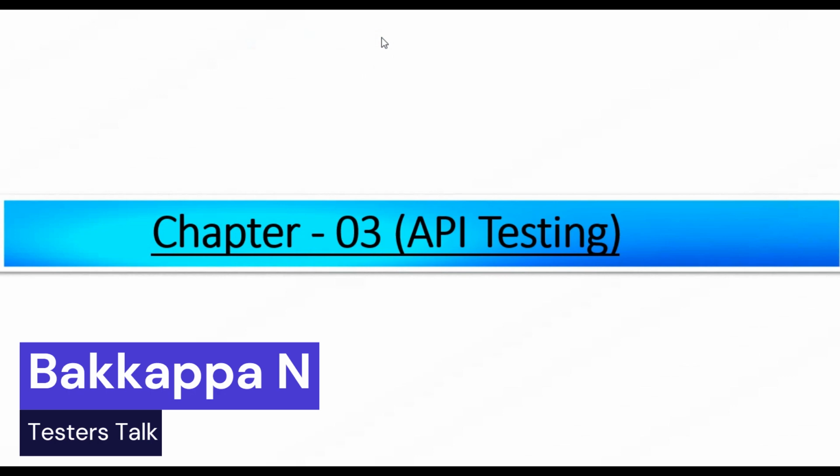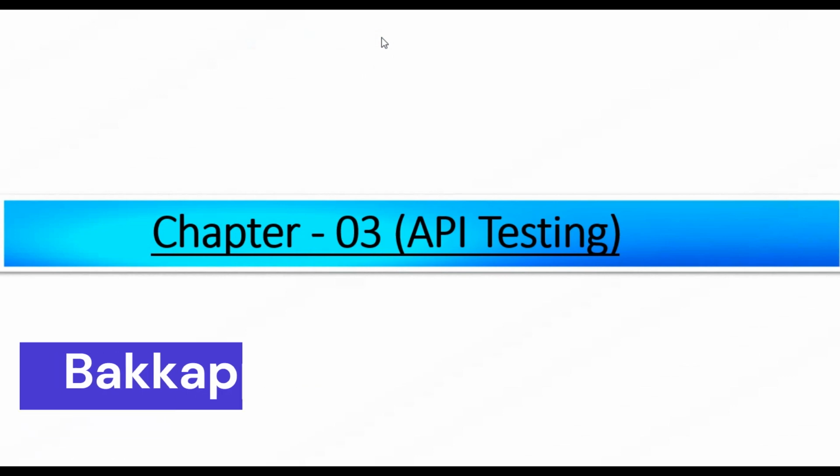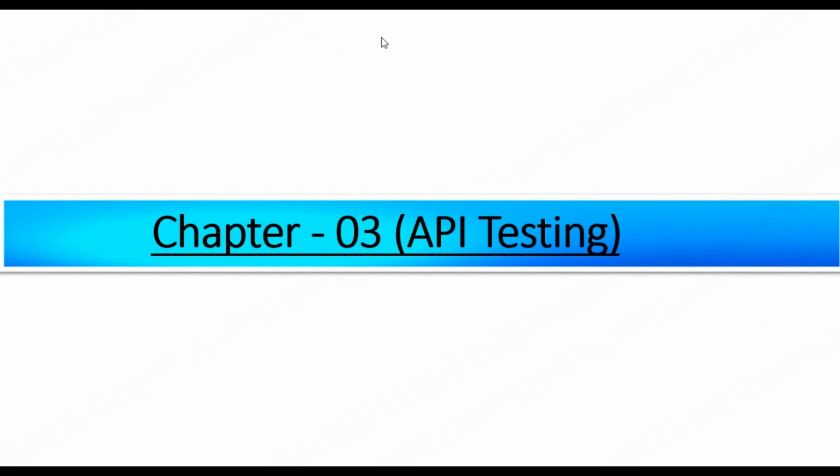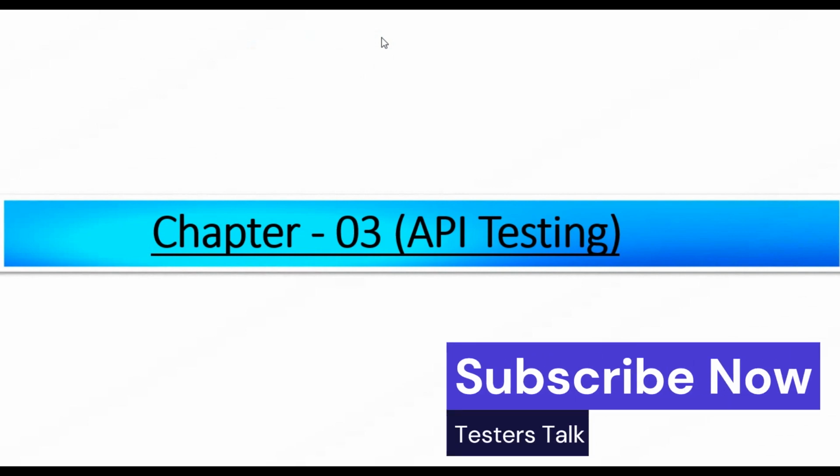Let me summarize what we have discussed in chapter 1 and chapter 2 of the API testing tutorial. Firstly, we have discussed how to perform the CRUD operation in API testing, that is nothing but create, read, update and delete operation in API testing using the Postman tool.